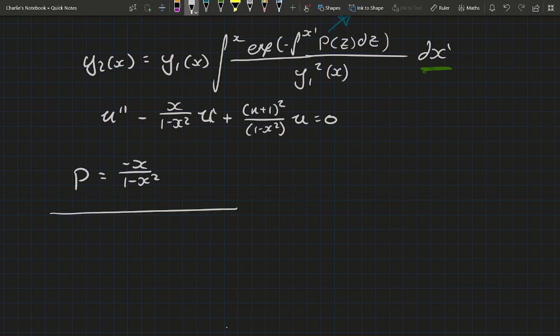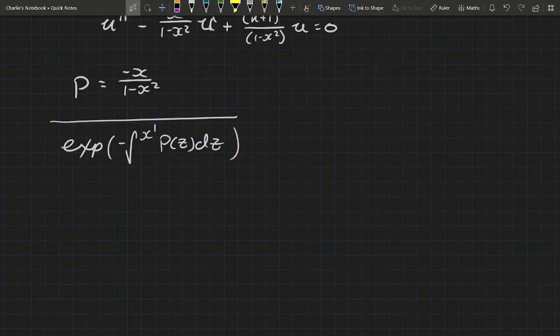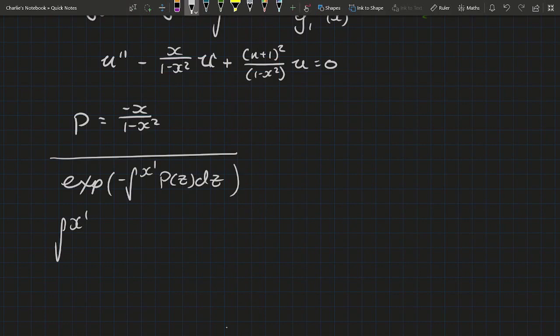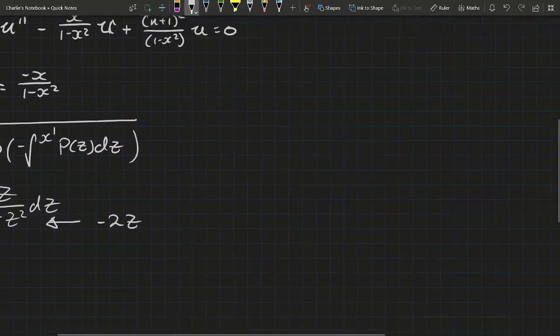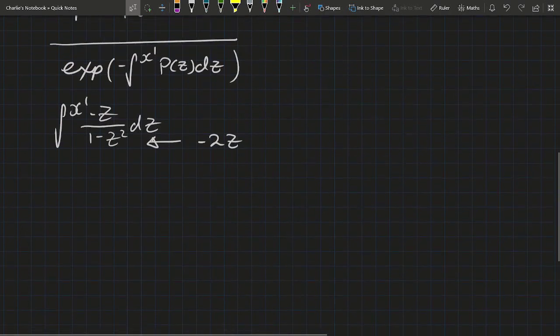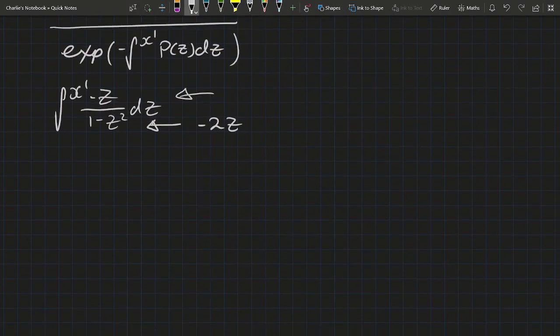So to begin, we will compute the numerator in the integrand, which is e to the minus integral to x' of p(z) dz. So we will compute the integral to x' of minus x over 1 minus x squared, or I'll leave this in terms of z actually, minus z over 1 minus z squared dz. One thing we can note about this integral is that the derivative of the bottom would be minus 2z. Therefore, if we keep the negative sign on the numerator of the integrand, we can see that the numerator is a half the derivative of the denominator.